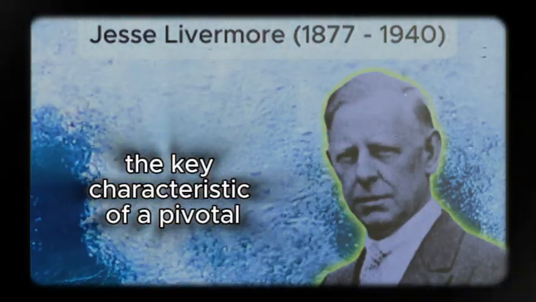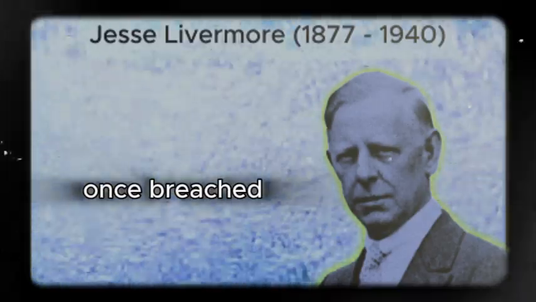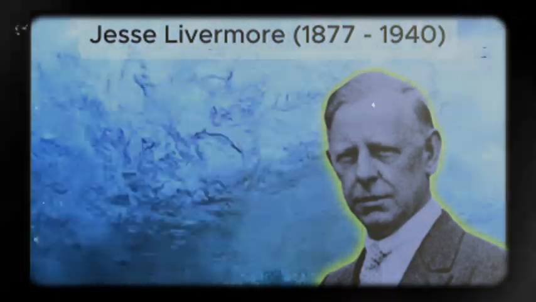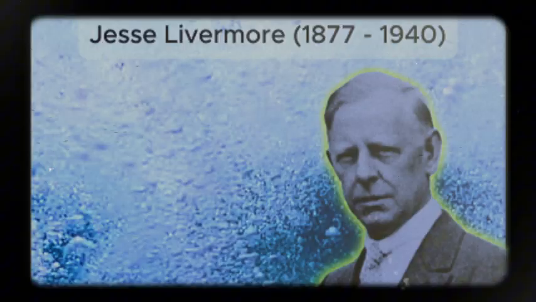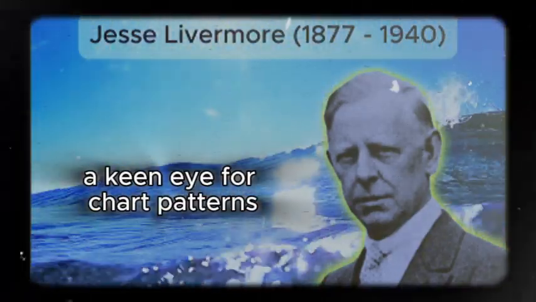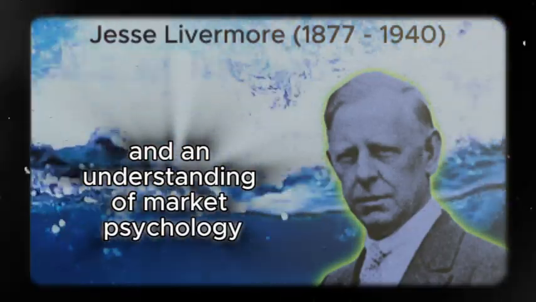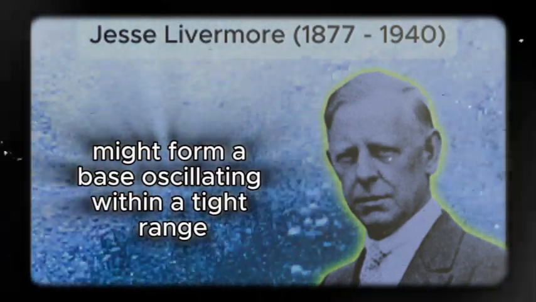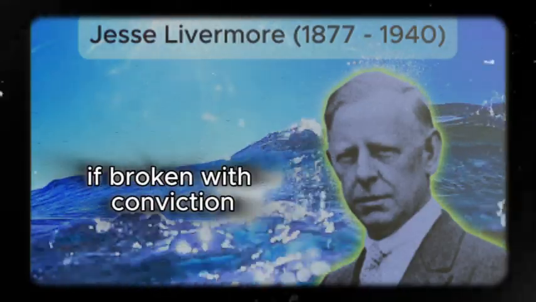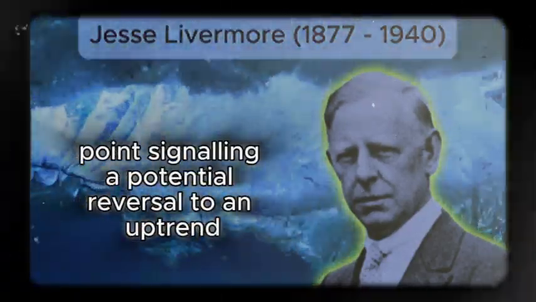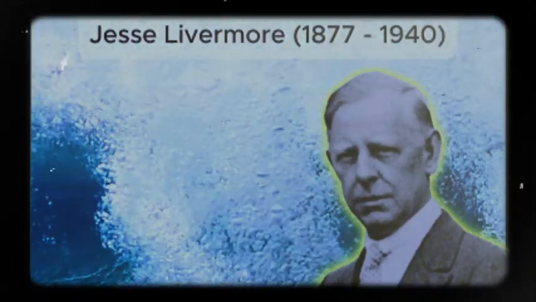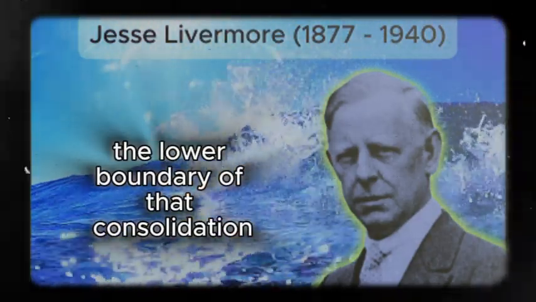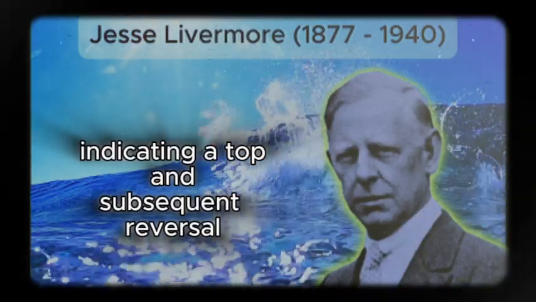The key characteristic of a pivotal point is its ability to trigger a substantial move once breached. These are not minor fluctuations, but significant thresholds that, once crossed, tend to lead to sustained directional momentum. Identifying these points requires a keen eye for chart patterns and an understanding of market psychology. For example, a stock that has been in a long downtrend might form a base, oscillating within a tight range. The upper boundary of this range, if broken with conviction, becomes a pivotal point, signaling a potential reversal to an uptrend. Similarly, a stock in a strong uptrend might consolidate, and a break below the lower boundary of that consolidation could be a pivotal point indicating a top and subsequent reversal.